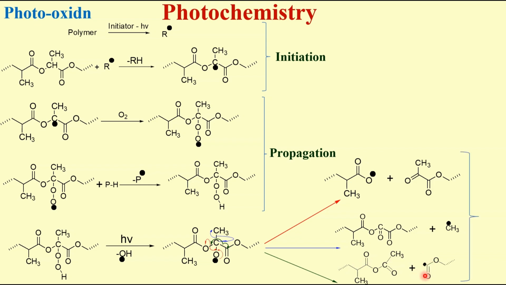This is the branching step. After all the polymer gets completed, it gets terminated by the recombination of the radicals which are formed and the chain termination occurs. This is how the oxidation occurs in the presence of light energy. This comes under the category of photooxidation.